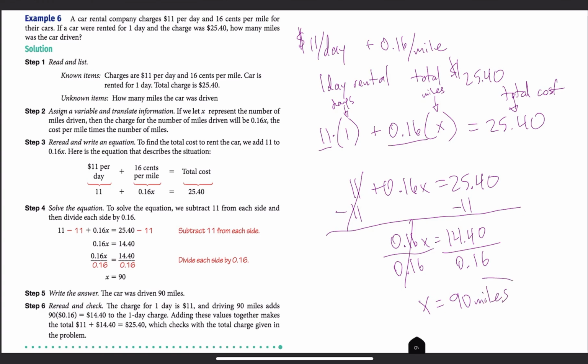So 90 miles. Now, does this make sense? Does this seem reasonable? Yeah, if you could drive 75 miles an hour on the highway, then driving 90 miles in a day with a rental car seems definitely reasonable. So hopefully that made sense as a real-world scenario that you could solve using decimals and your knowledge of solving equations.